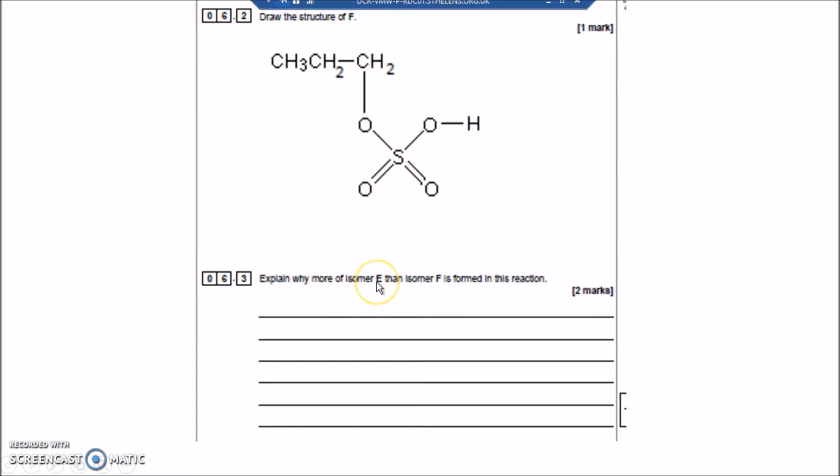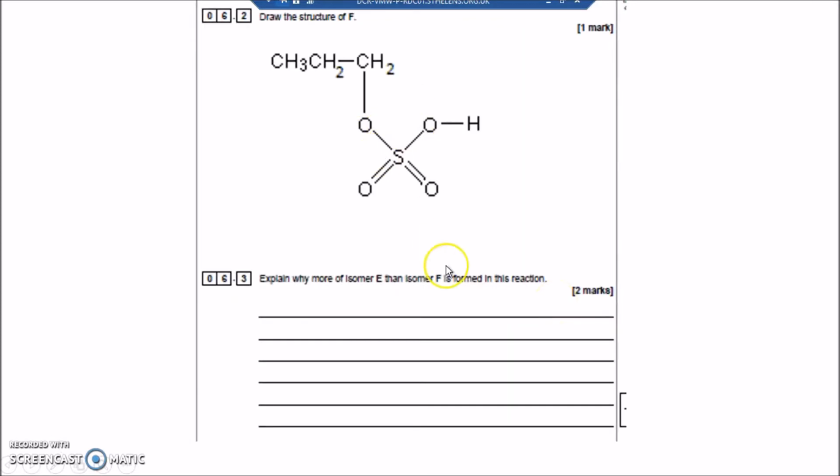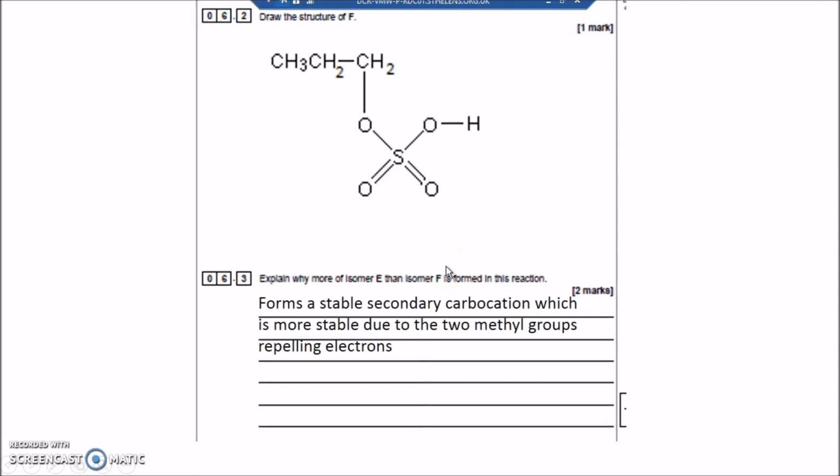Explain why more of isomer E, why you get this major product here rather than this minor product here, is formed in the reaction. And the answer is that a stable secondary carbocation is formed. It's stable. It's due to the two methyl groups repelling electrons.